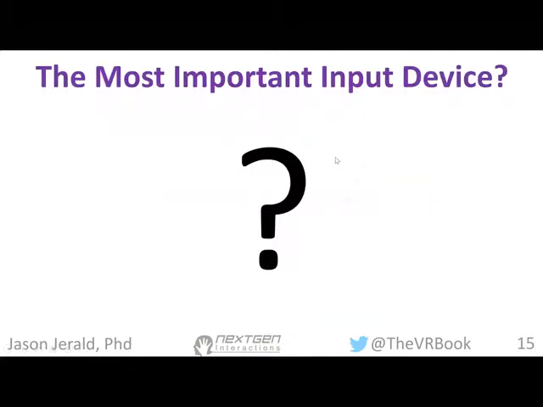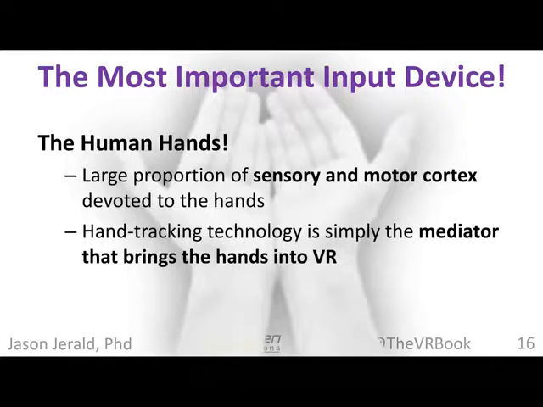And we will move on to what I think is the most important input device. Of all those crazy devices you saw pictures of, or the different classifications, there's one that I would argue is essential for all virtual reality experiences, no matter what it is. And that is the human hands, right? Hand tracking technology, whatever device it is, whether it's a camera-based system or a handheld controller, those technologies are just mediators that bring the hand into the virtual reality environment.